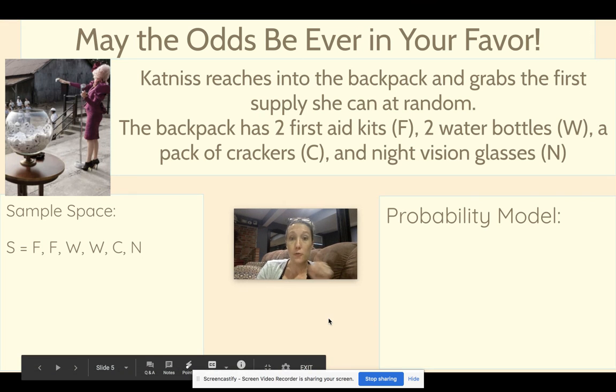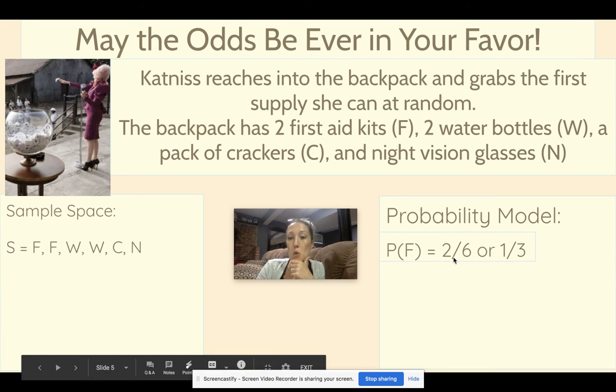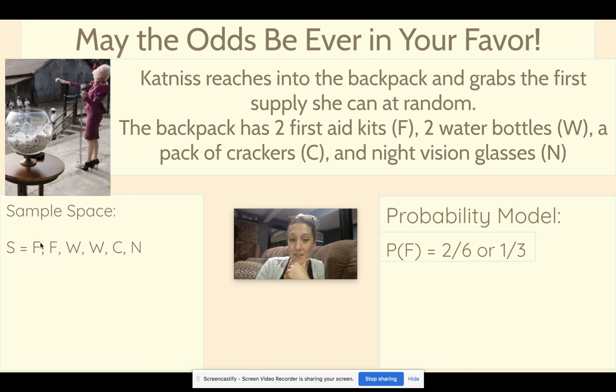Okay. So first, let's look at the first aid kits. What would be the probability of her pulling out a first aid kit? What do you think? So for the first aid kit, it would be 2 out of 6. Now, where did I get the 2? Because there's 2 first aid kits. Where did I get the 6? There's 6 total options, and that simplifies to 1/3.